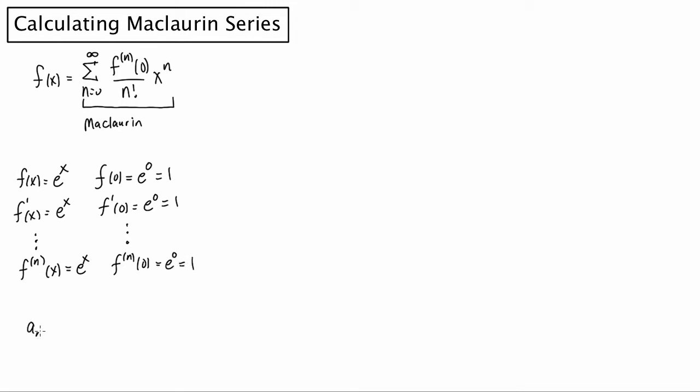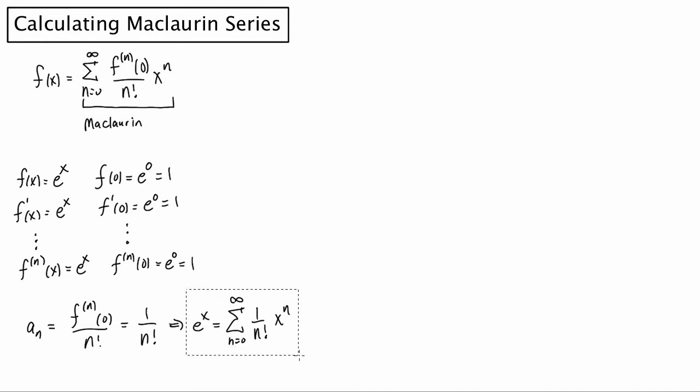So if I'm looking at my Maclaurin series coefficients, the derivative evaluated at 0 is just 1, and so for e to the x, the coefficients are just 1 over n factorial. What this implies is the function e to the x has a Maclaurin series, one of the easiest and most important, of the form 1 over n factorial times x to the n. So this is the Maclaurin series for e to the x.